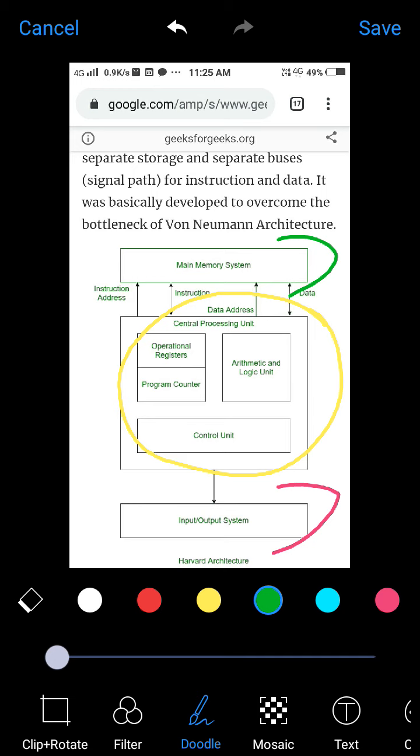Its cost is higher as compared to the von Neumann architecture, and its CPU can access the instructions and the read-write operation at the same time, whereas in von Neumann architecture the CPU cannot access the instructions and read-write operation at the same time. Harvard computer architecture is mostly used in microcontroller and the signal processing, whereas the von Neumann architecture was used in PC and small computer.